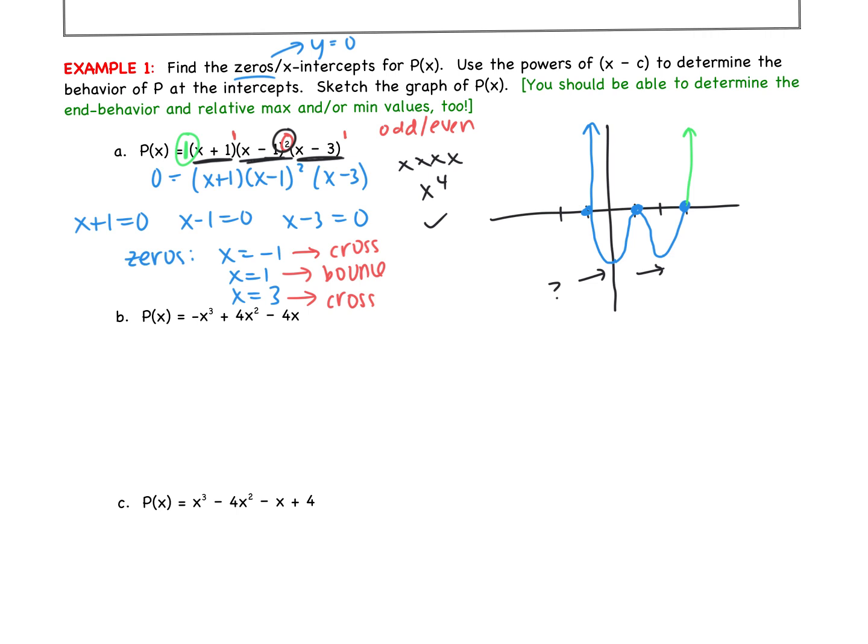Does it have a relative minimum? Yes, it's going to have 2 here and here. It would also have an absolute minimum. We don't know, though, what it would be because we don't have enough information.